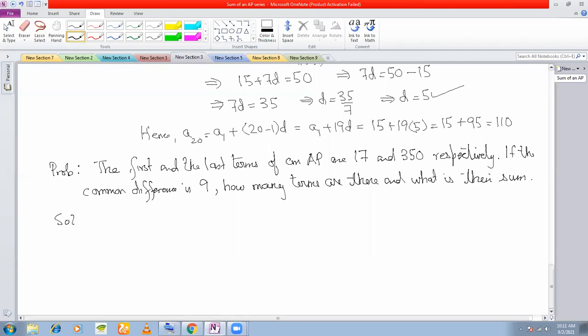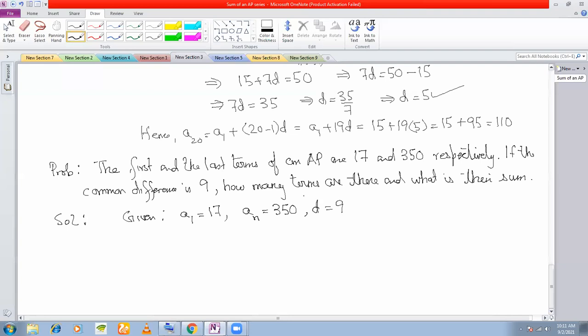So let's see what is given here. The first and the last terms are given. So given here, first term A1 is 17. Last term AN is also given as 350, but we don't know the value of N. We will have to find out the value of N. Let's see how we find out. If the common difference is 9, also given D is equal to 9.